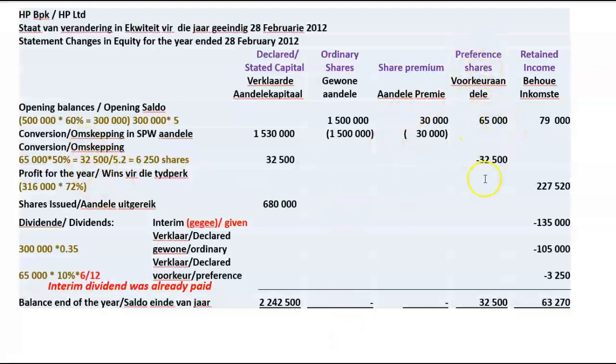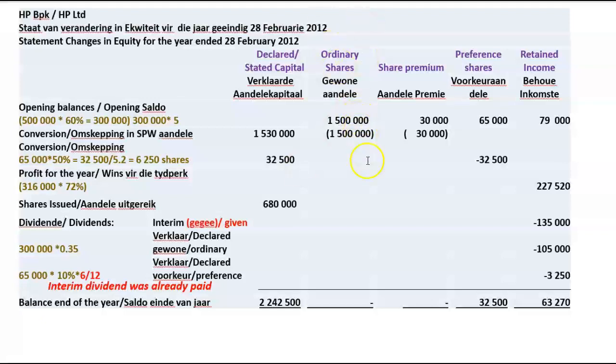What happens at year end? We are going to convert 50% of that into ordinary shares. Remember what I've said about share conversion. If I convert one class of share into another class of share, I simply move capital from the one to the other one. There can never be a premium involved. I can only move whatever is lying in the capital account.